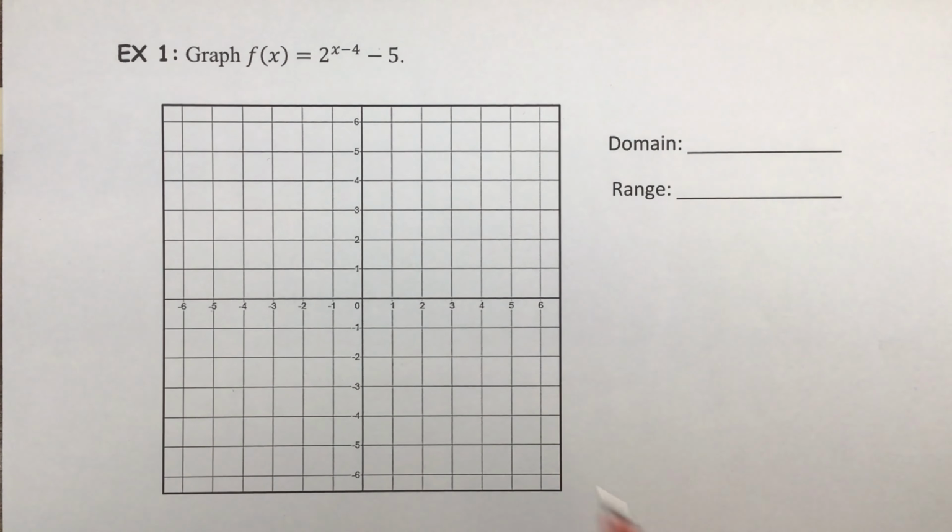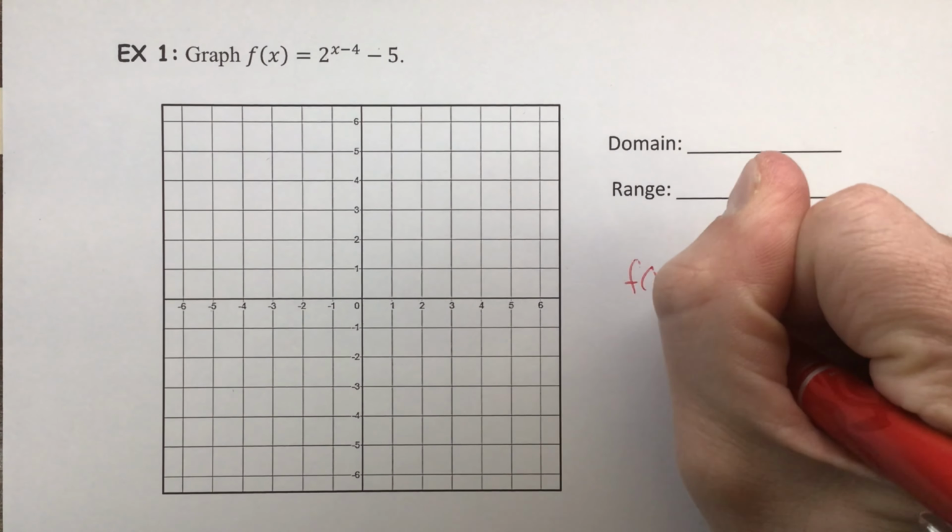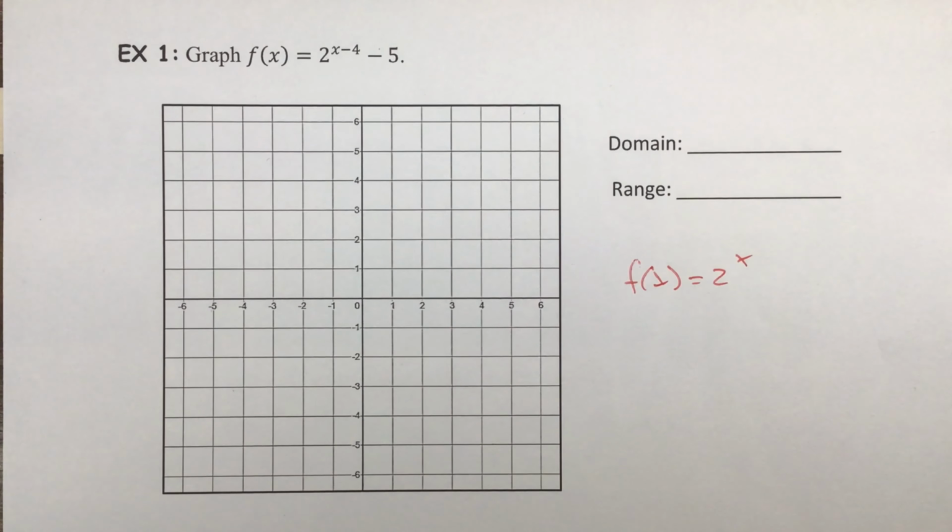All right, so let's take a look at this function. The way that I'm going to approach graphing these is to really think about the parent function that would correspond to this. Every exponential function has a different parent function, which would be based off of the base value. In this case, the parent function would be f of x is equal to 2 to the x power. That would be the parent function.